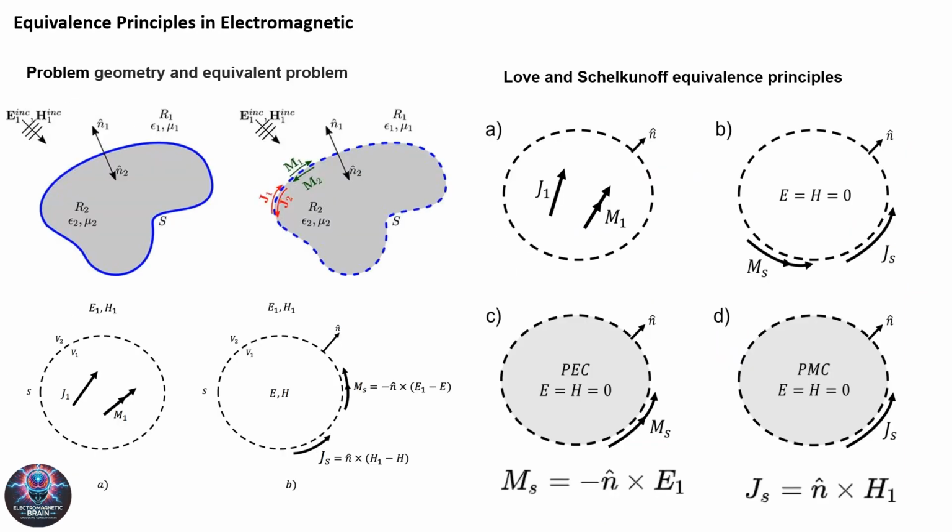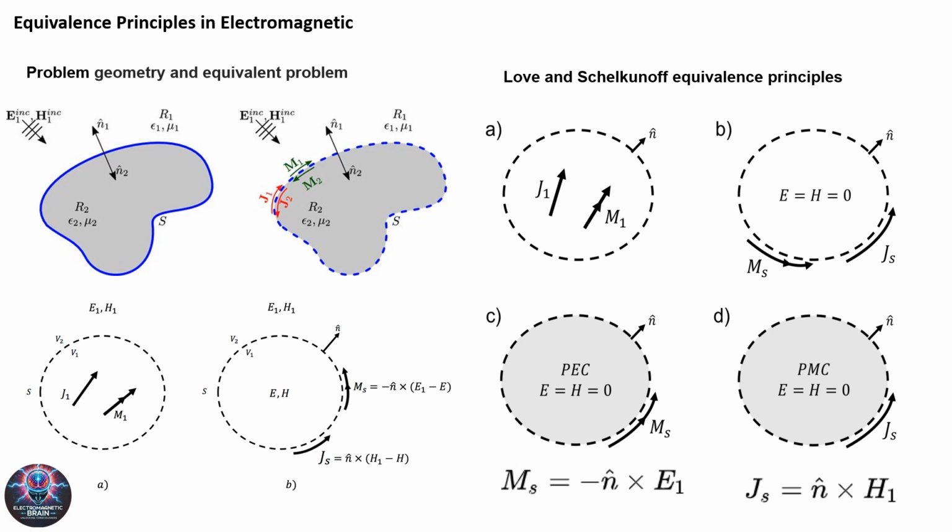As we conclude this session, let's explore some important equivalence principles in electromagnetics, illustrated here on this slide. On the left, we see an illustration of the surface equivalence principle. In this scenario, we have an imaginary closed surface with impressed electric and magnetic current sources, represented as Js and Ms in the original problem, shown in part A.